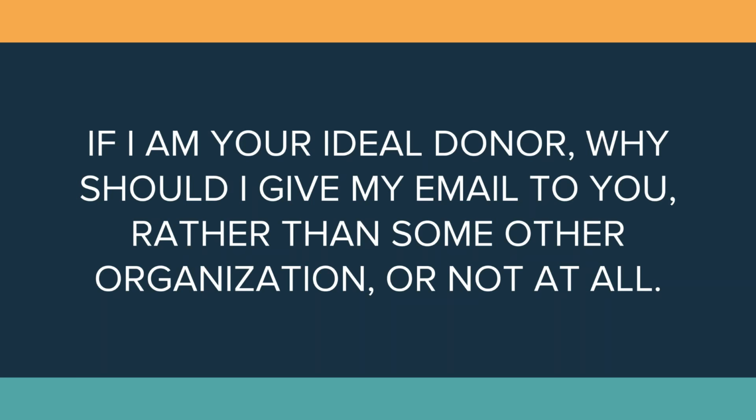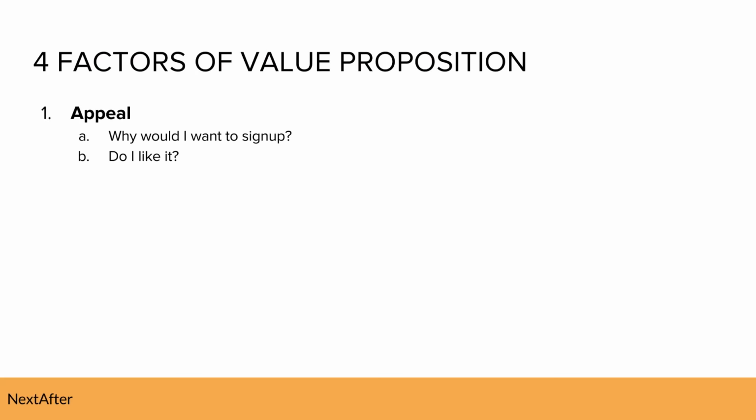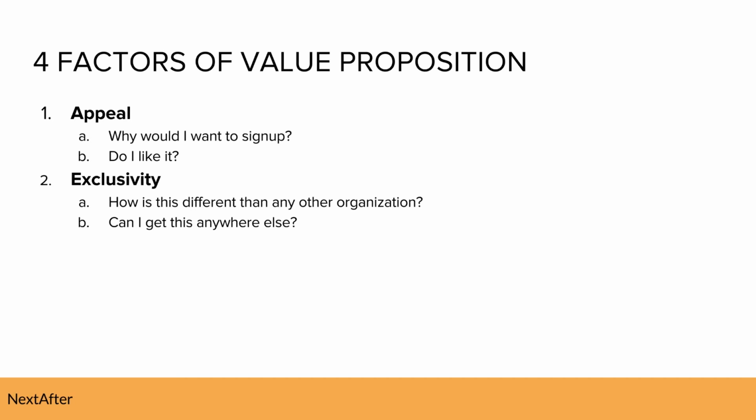Inboxes, you saw mine, it's chaos. We feel like we're going to get spammed. It's tricky. So how can we promote value? We have to answer through one of these 4 factors or a combination. So the first is appeal. Why would I want to sign up? Do I like this organization or this email or this cause in the first place? Exclusivity, how is this any different than another organization? Or can I get this type of content or information anywhere else?